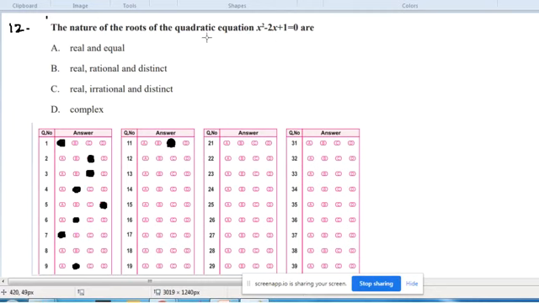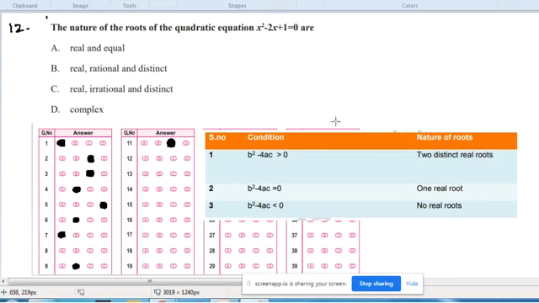12th question. The nature of the roots of the quadratic equation x square minus 2x plus 1 is equal to 0 are. The question is about nature, so you have to use the discriminant formula. We already know the condition for the nature of the roots. If b square minus 4ac is greater than 0, then the roots are real and distinct. If the discriminant is exactly 0, then the roots are real and equal. If b square minus 4ac is less than 0, there are no real roots. So the roots are real and equal if b square minus 4ac is equal to 0.